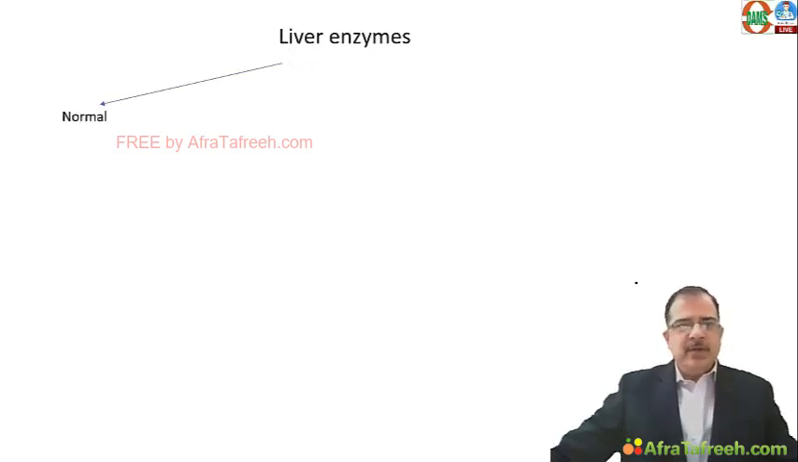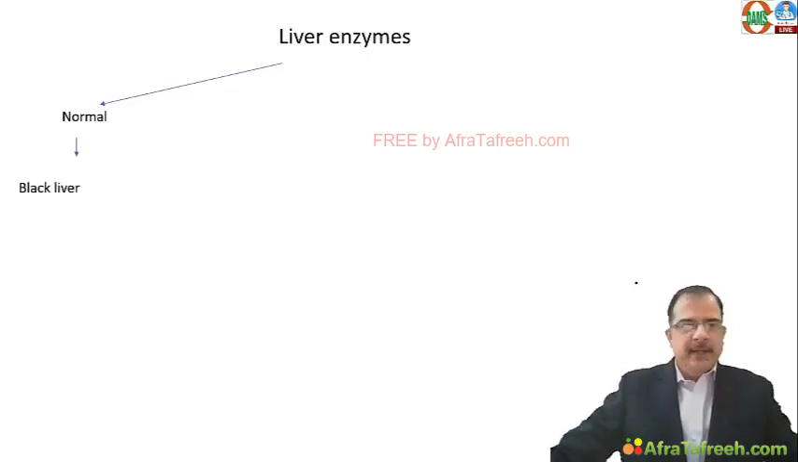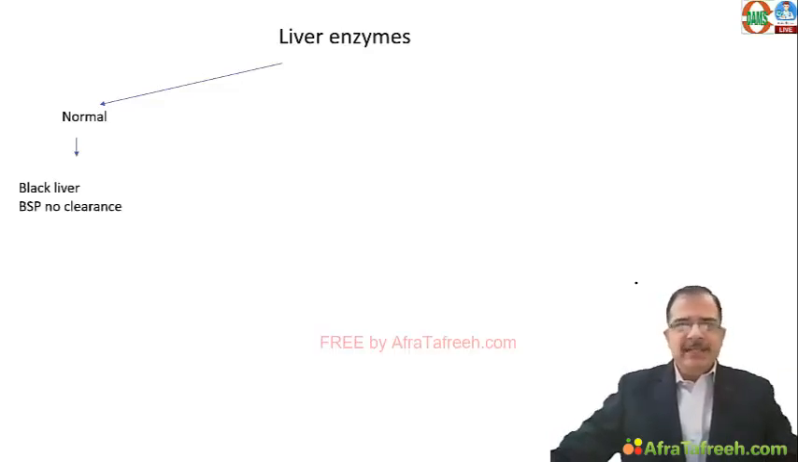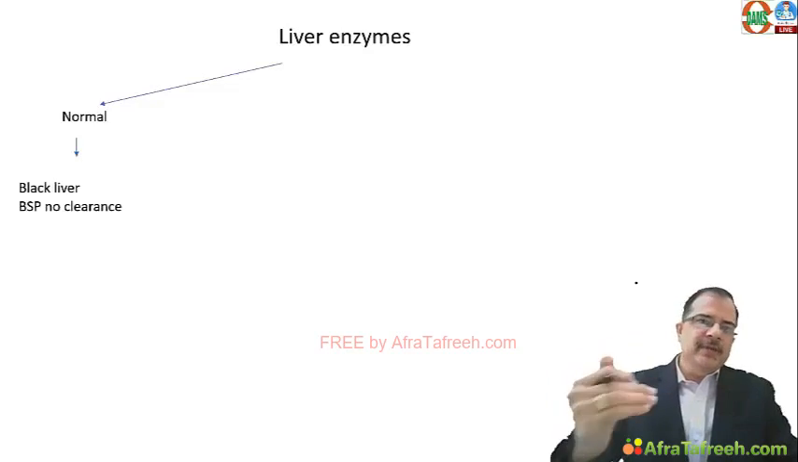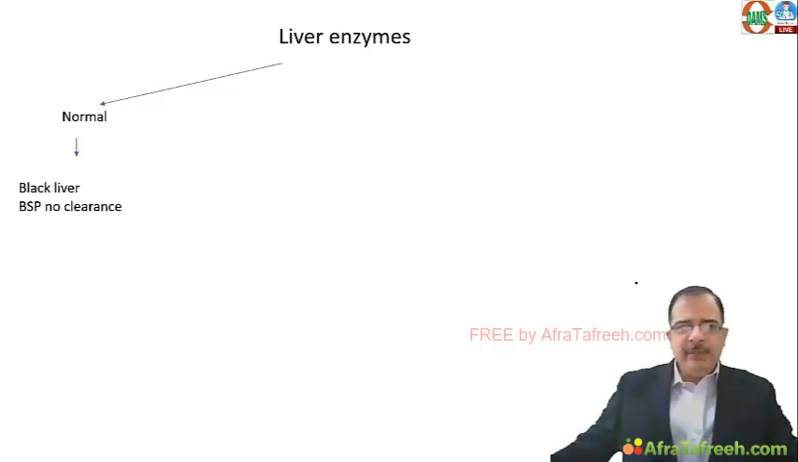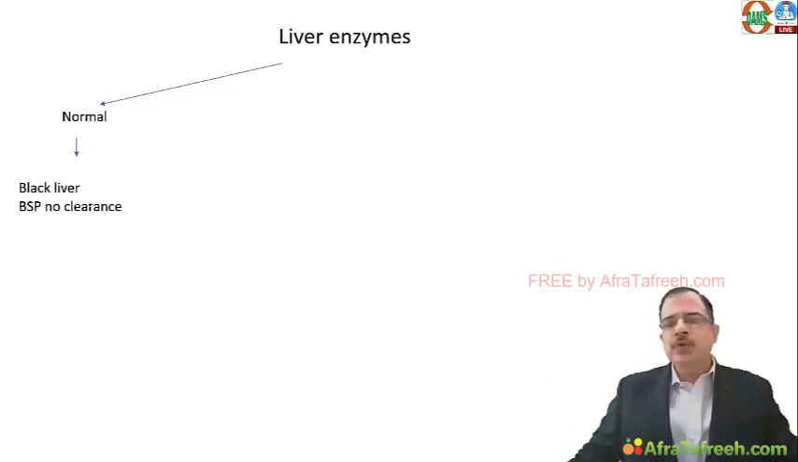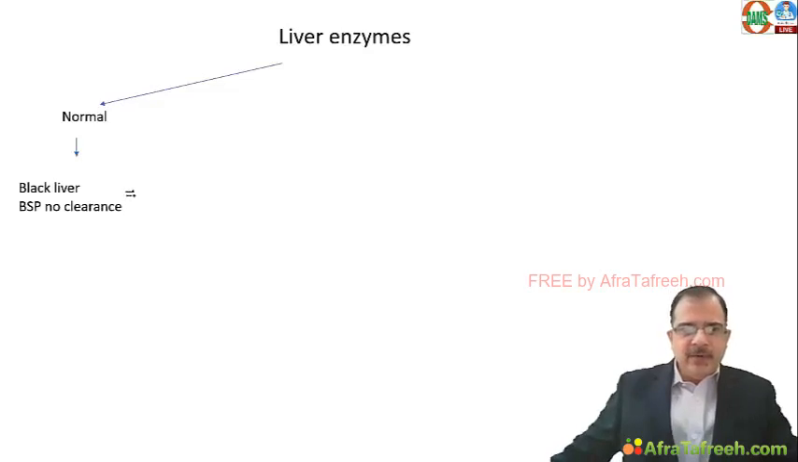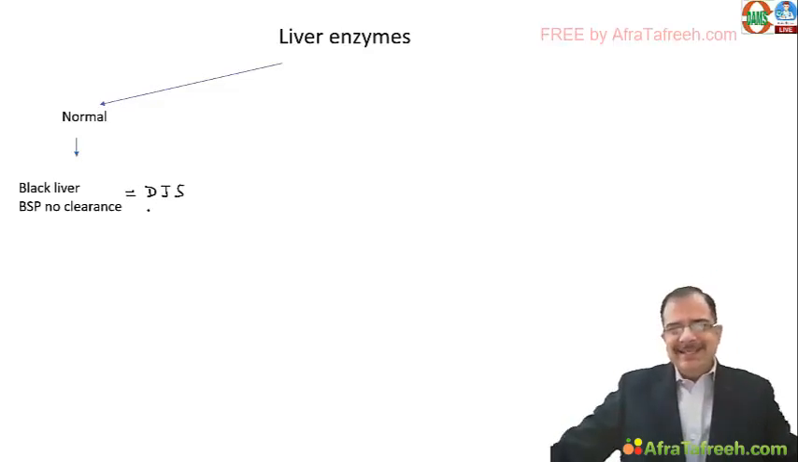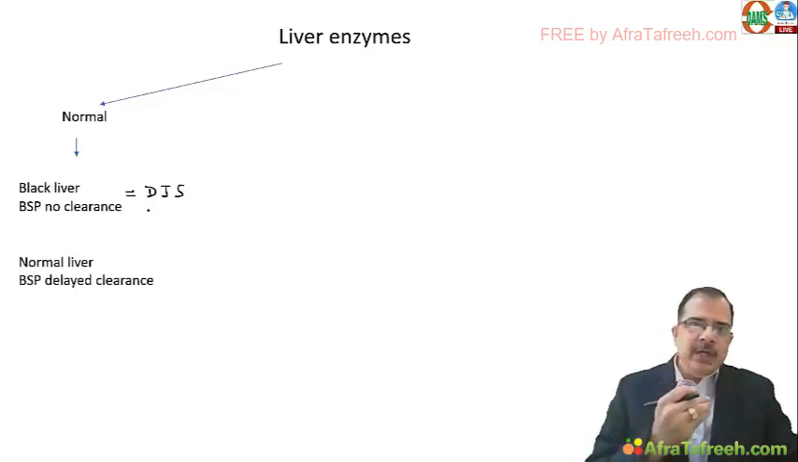So if liver enzymes are normal and the further clinical information which is given to you is black liver, so this word is mentioned, or BSP test, that is a bromsulfophthalein test, that there is no clearance even after 90 minutes. So these two will be the keywords for you. Black liver and BSP test, there is no clearance. This will be a case of Dubin-Johnson syndrome. Dubin-Johnson syndrome.